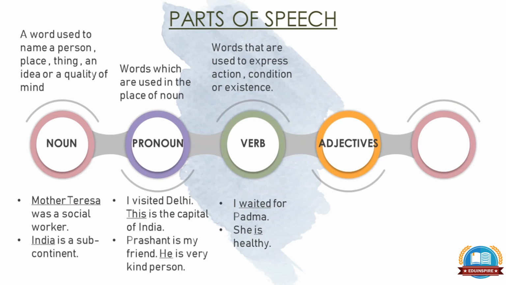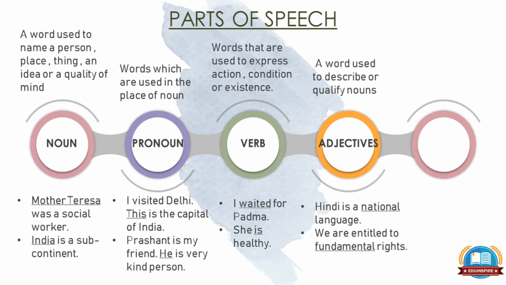The next part is adjectives. A word used to describe or qualify nouns is called an adjective. For example, Hindi is a national language. We are entitled to fundamental rights. In the first example, national is underlined because it describes the language, or a noun. In the second example, fundamental is underlined because it tells us about the rights.